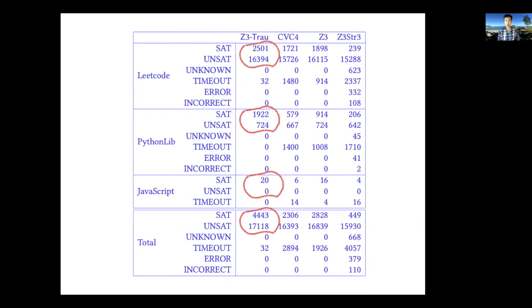Here is a table where we compare Z3-Noodler with the others on string to number benchmarks. And you can see that Z3-Noodler has the best number among all the benchmarks. Of course, CVC4 performs also quite well, and Z3 also does the same.